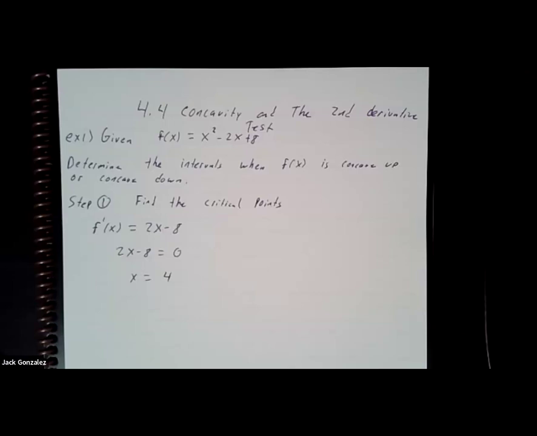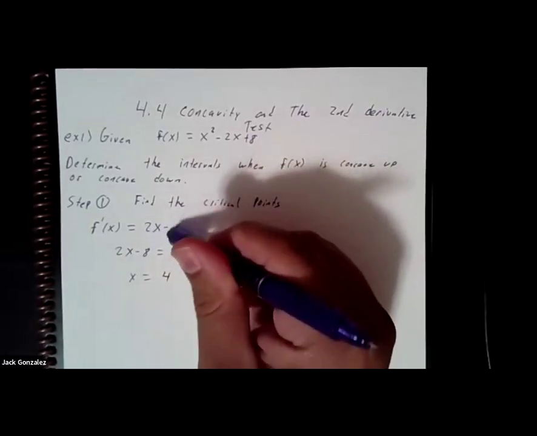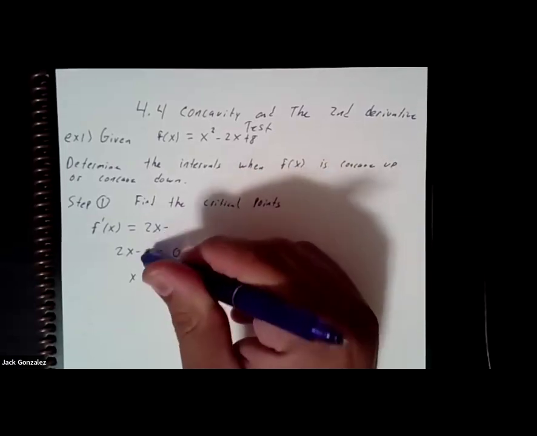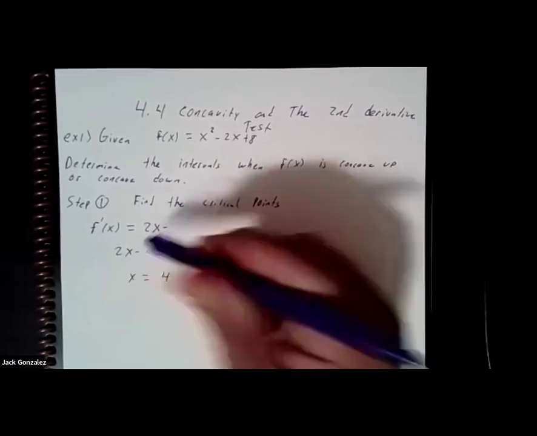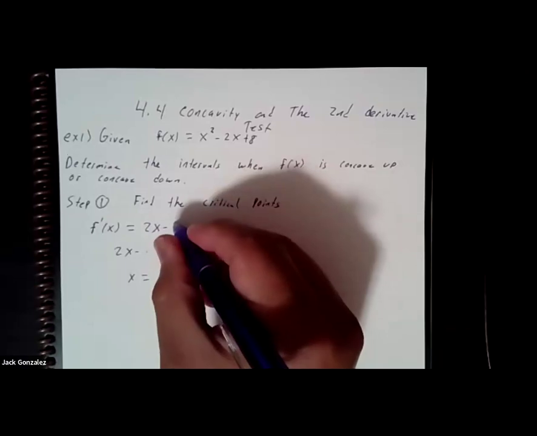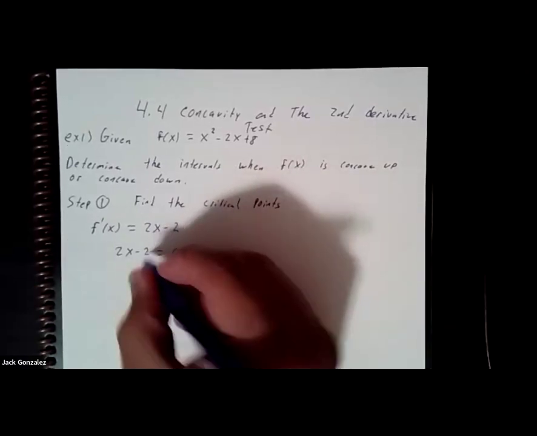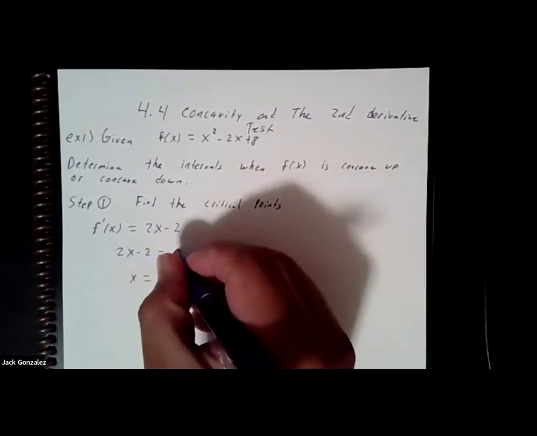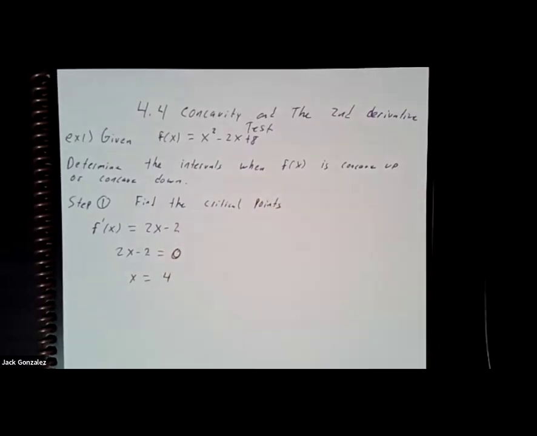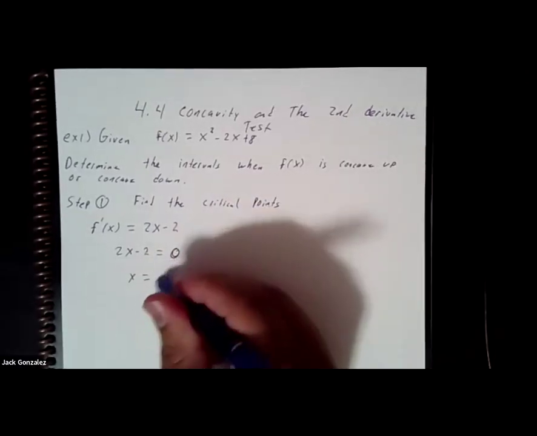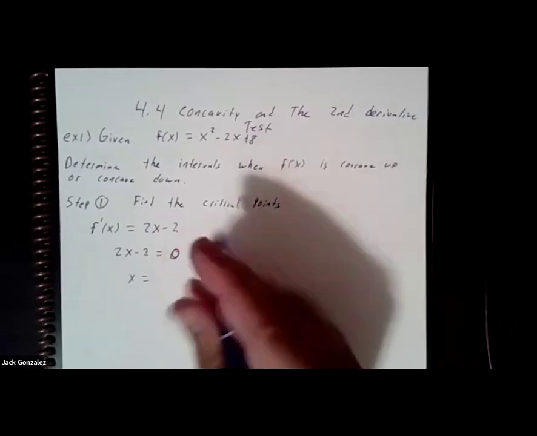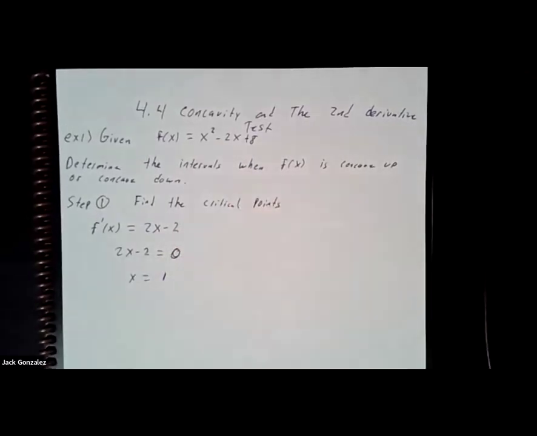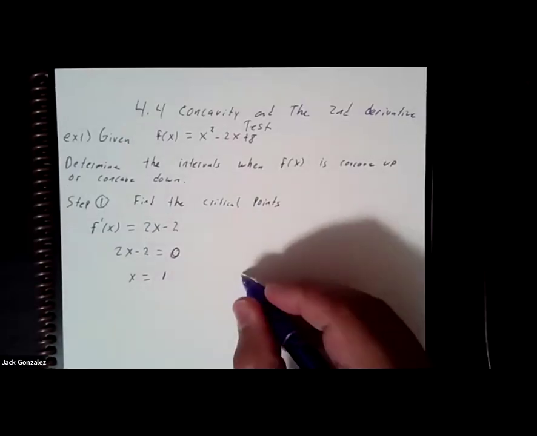Oops, made a mistake, didn't I? Were you asking if x squared minus 2x plus 8 was the derivative? Oh, okay. I see you're fixing it. Yeah, I was asking what the derivative was. I think I heard y'all wrong. I'm gonna blame myself. There we go. So x will be 1. So we have a critical number.